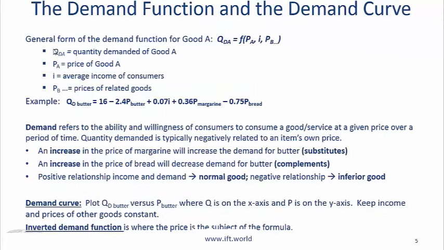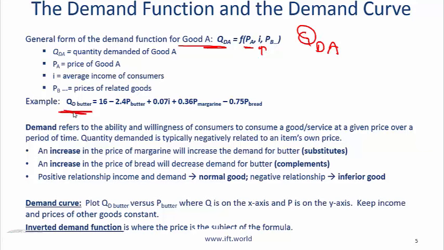The demand function and the demand curve. The general form of the demand function is given right here. The quantity demanded for good A is a function of, or depends on, the price of A. I stands for income, and then price of other products which are related.